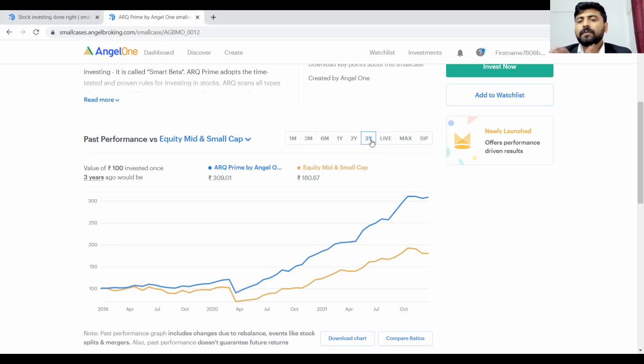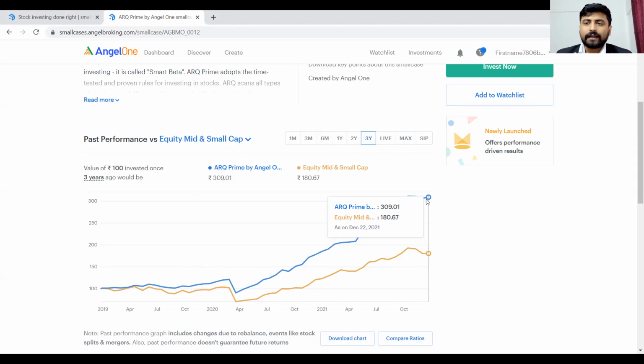Once you do that, you will be able to see how the smallcase has performed in the last 3 years. Again, the calculation starts from 100 and now it has become 309, which means that over this time frame, that is in the last 3 years, this particular smallcase has managed to return about 209% to the client, whereas the same amount invested in the equity mid and small cap index would have fetched about an 80% return. So that is what we mean by these performance metrics over here.